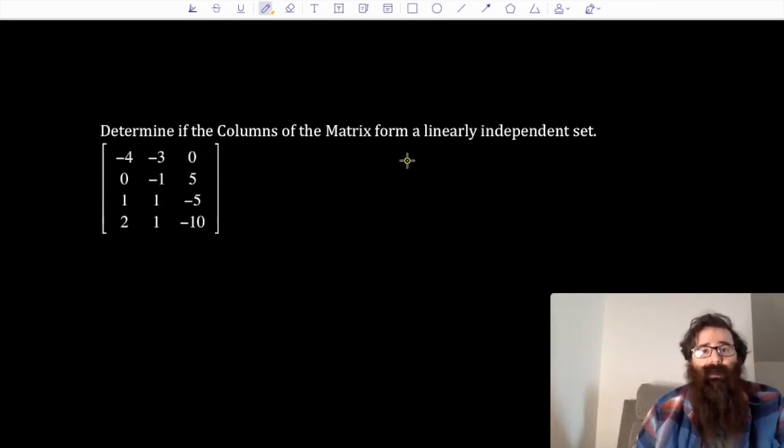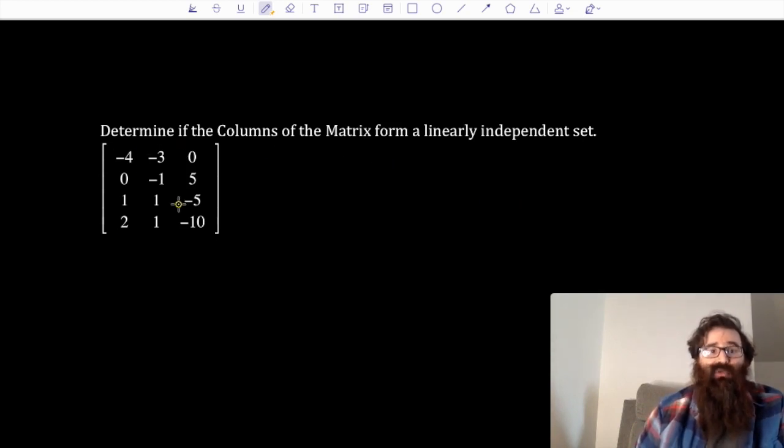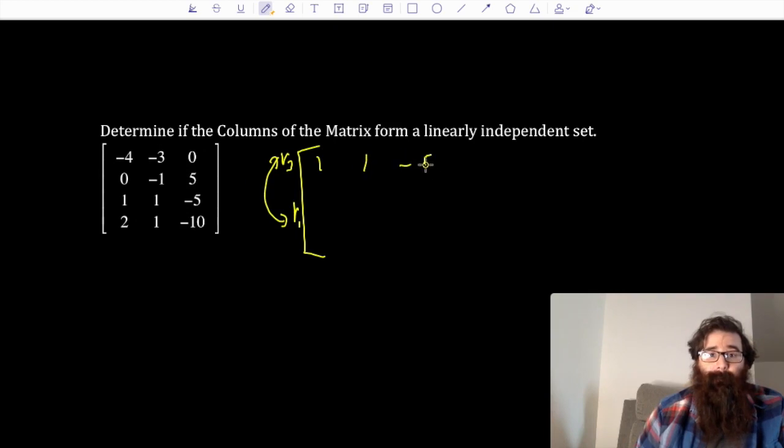What about here? Determine if the columns of the matrix form a linearly independent set. So this is already built for me as a matrix. I want to think about these columns as the vectors, but I can go ahead and start reducing. Now, I would probably move some of these things around. So let me do a row interchange. Let me switch rows 3 and 1. So my very top row is going to be this 1, 1, minus 5. Second row, I'm going to leave the same, 0, negative 1, 5. Then my third row is going to be this -4, -3, 0. And I'm going to leave that bottom row as 2, 1, negative 10.